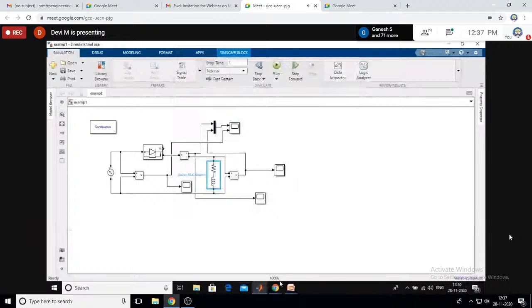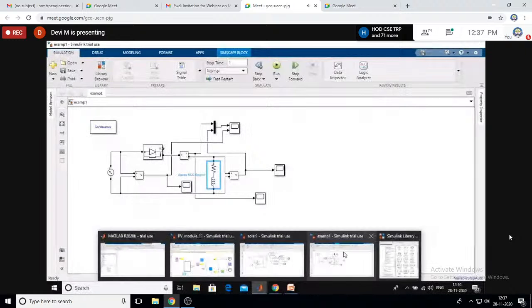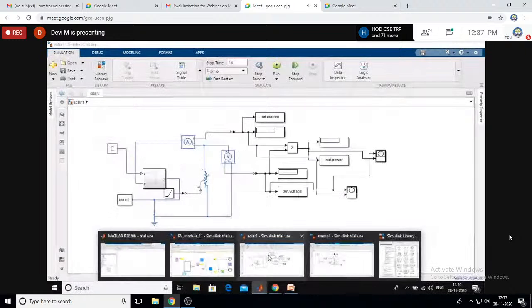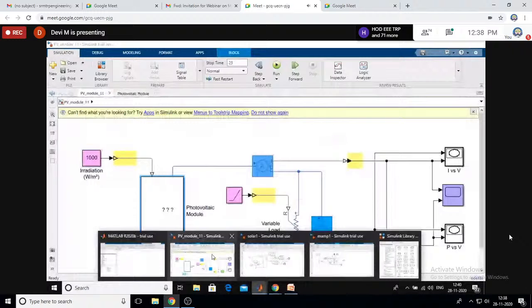It may increase my speed. I'm interested in showing you the basic things. Then I'll be moving on to solar. This is my solar panel. Time by month, I'll be showing you all these things.